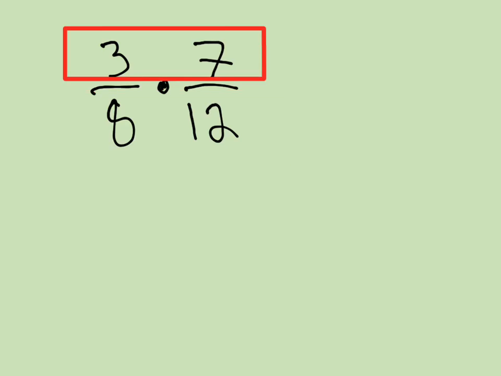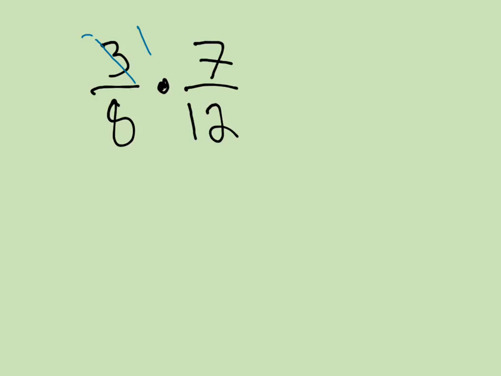And in this case, we do have a common factor of 3 in the numerator, and 3 goes into 3 one time, and 3 goes into 12 4 times. And then that's it for common factors. And so now we just have to multiply across. And we get 1 times 7 is 7, and 8 times 4 is 32. And we don't have to reduce it at all because it's already been done for us beforehand.